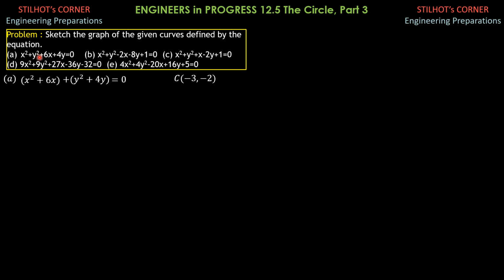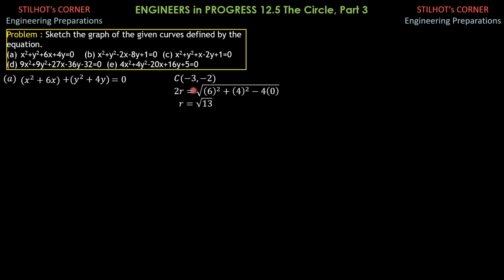And the radius is, so 2r, the formula is the square root of the coefficient of x squared plus the coefficient of y squared minus 4 times the constant. Remember, coefficient of x squared plus coefficient of y squared minus 4 times the constant. The constant is 0 for part A. So this is 36 plus 16, 52. Square root of 52 is 2 square root of 13 divided by 2. So the radius is square root of 13.